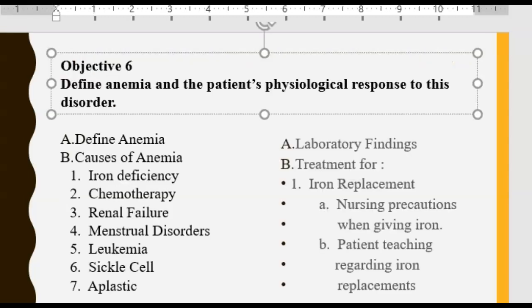Thank you for listening, and keep reading. And don't forget to read your chapter on anemia and focus your chapter on the objectives. So there's a lot of information in the book, but I want you to focus your reading on the objectives. Thank you, and see you in lecture.